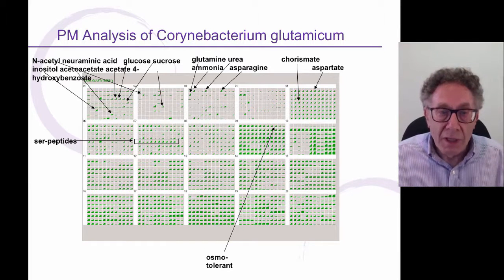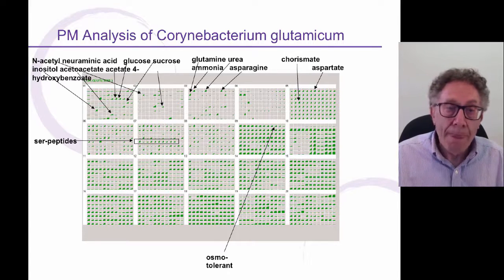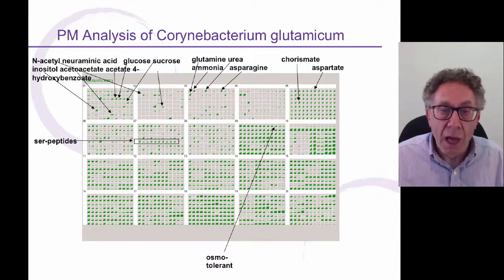So let's start with an example here. This is a phenotype microarray analysis of an important bacteria called Corynebacterium glutamicum. This is used in very large-scale fermentations to produce glutamic acid and other amino acids. So it's a very industrially and economically, nutritionally important microorganism. By doing a phenotype microarray analysis, we can learn a lot about the properties of this microorganism.